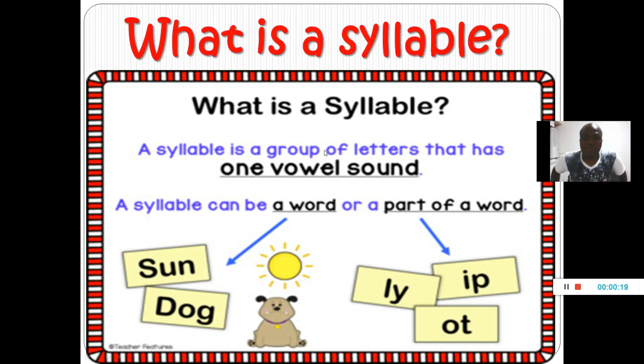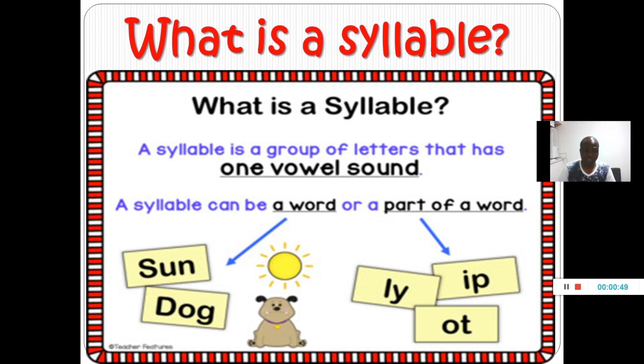What is a syllable? When we talk about syllables, we are talking about a group of letters that has one vowel sound. That is why there is a rule that every English word should have at least one vowel. A vowel is a syllable, not just any vowel, but an active vowel in a word.